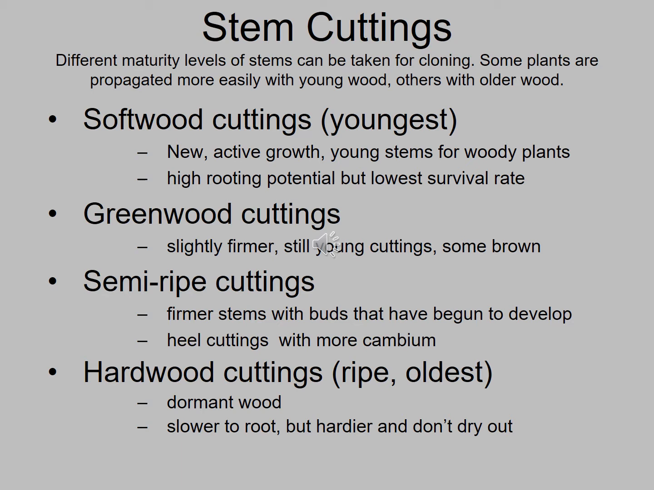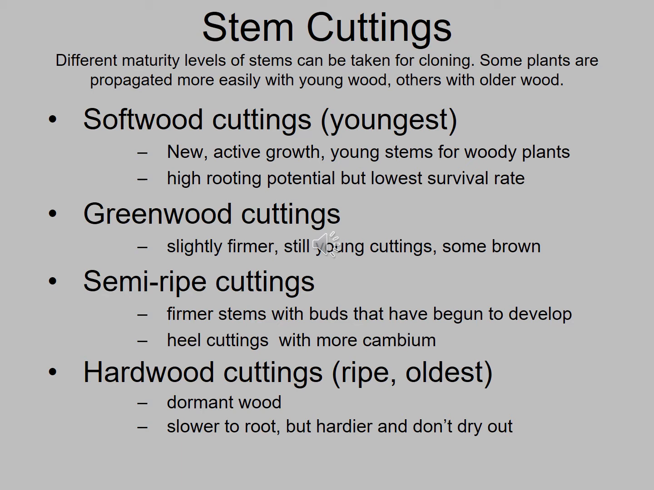Semi-ripe cuttings, they're even firmer. They're usually pretty much brownish, reddish, because the new growth is green, and usually they brown up as they get older. The firmer stems with buds that have begun to develop can be good for those type of cuttings, and heel cuttings with more cambium can be taken too from semi-ripe cuttings. We'll talk more about heel cuttings a little later in another lecture.